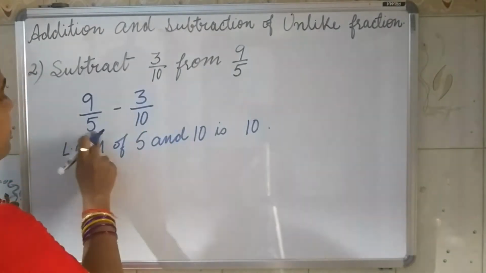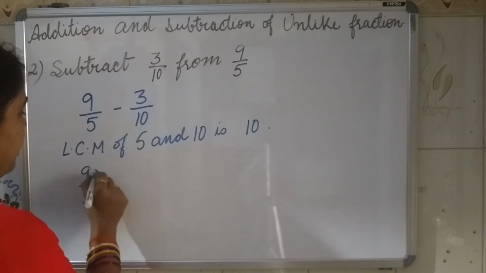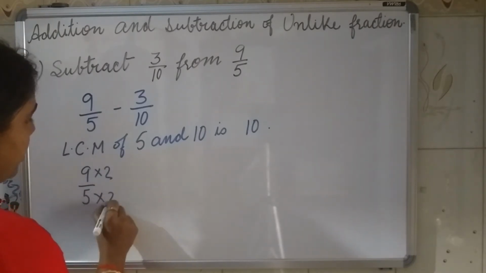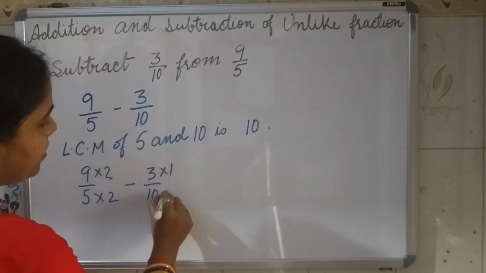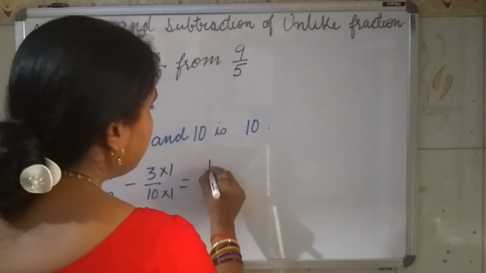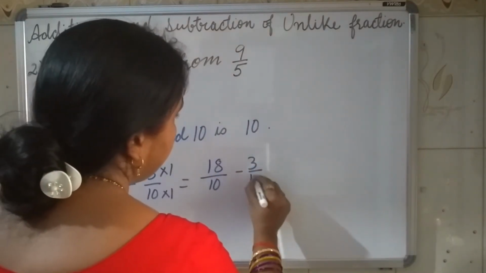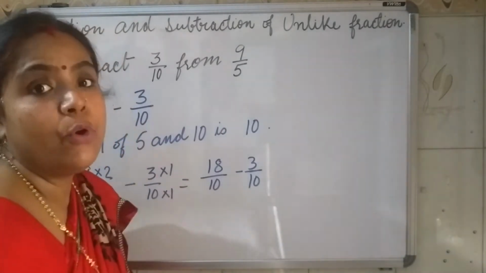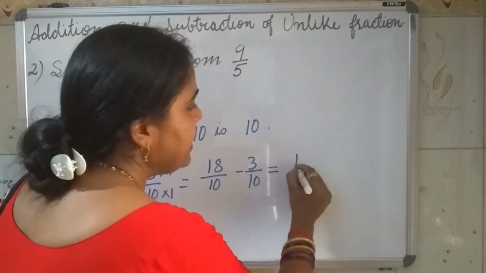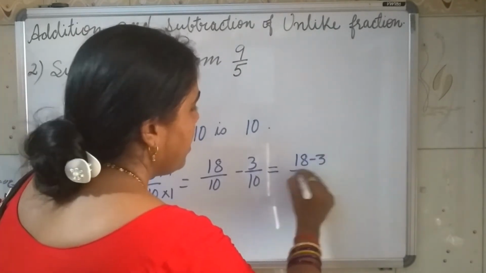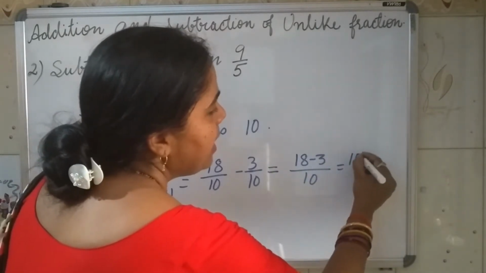So which number will we multiply in 5 to get 10? So it is 9 by 5 multiplied by 2 minus 3 by 10 multiplied by 1. Now 9 into 2 is 18 upon 10 minus 3 upon 10. Now both are like fractions. Now you know how to do subtraction of like fractions. Difference of numerator 18 minus 3 upon 10. So 18 minus 3 is 15 upon 10.